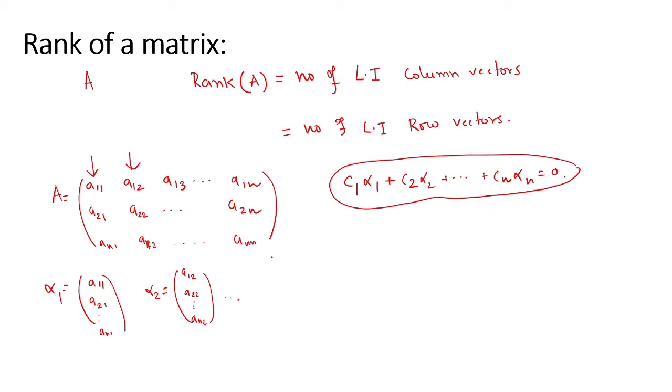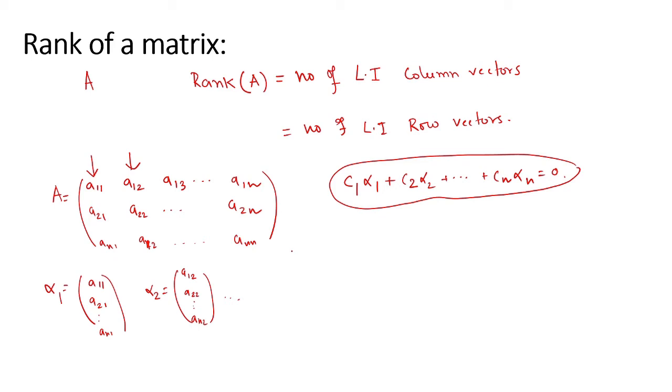Okay. Now let's talk about a shortcut rule for how to check the rank of the matrix. Basically, in the earlier example we have seen that we need to check the linear combination and try to find out the values of c.